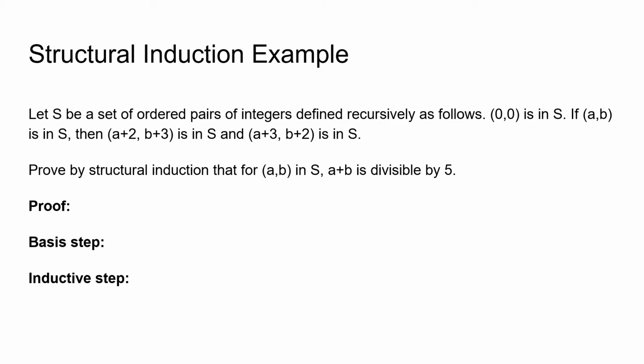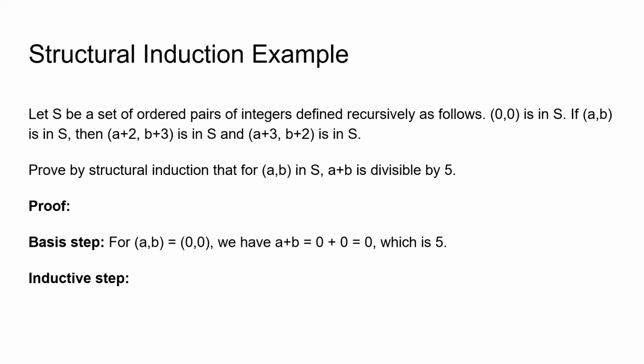So if I take (a, b) to be (0, 0), since I know that's an element of the set, then the recursive step tells me that the pair (2, 3) is in S, and the pair (3, 2) is also in S. And from there I could keep building. If I took (a, b) to be (2, 3), then I would get that (4, 6) was in S, and so is (5, 5). And then what we want to prove by structural induction here is that a plus b is divisible by 5.